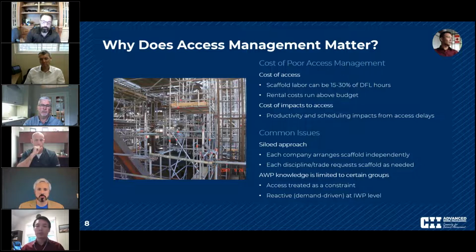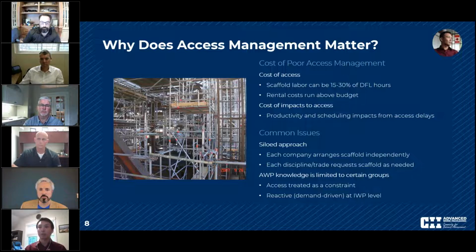So some common issues that we've observed, and we'll go into a lot more detail about these through the presentation, can be summed up in terms of two major items: a siloed approach to scaffolding and AWP knowledge being limited in certain groups. So within siloed approach, we see a few different specific instances of this. First is each company arranges scaffold independently. So especially on a mega project where there are many, many players involved, you get companies that have scaffolding within their scope of work, and they arrange scaffold independently.